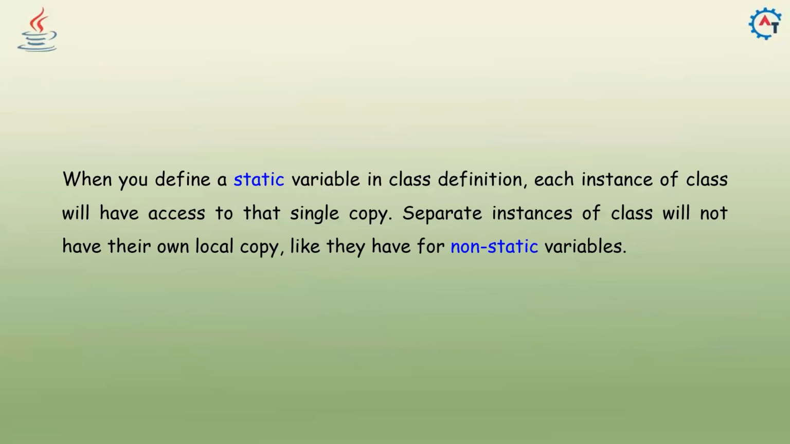When you define a static variable in a class definition, each instance of the class will have access to that single copy. So however many objects you create, every object will access only a single copy of this one. It will not create multiple copies for each object. Separate instances of the class will not have their own local copy like they have for non-static variables. Okay.